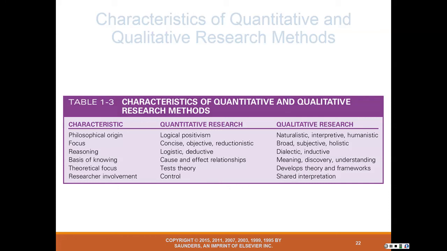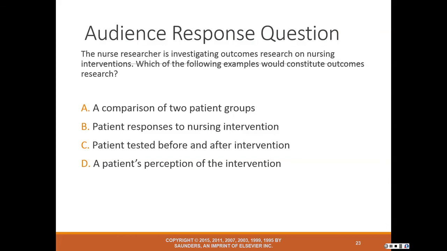This is table 1.3, characteristics of the quantitative and qualitative research methods. We've gone over this now. I think you're very familiar, but this is important. I'll let you look at this. The nurse researcher is investigating outcomes research on nursing interventions. Which of the following examples would constitute outcomes research?